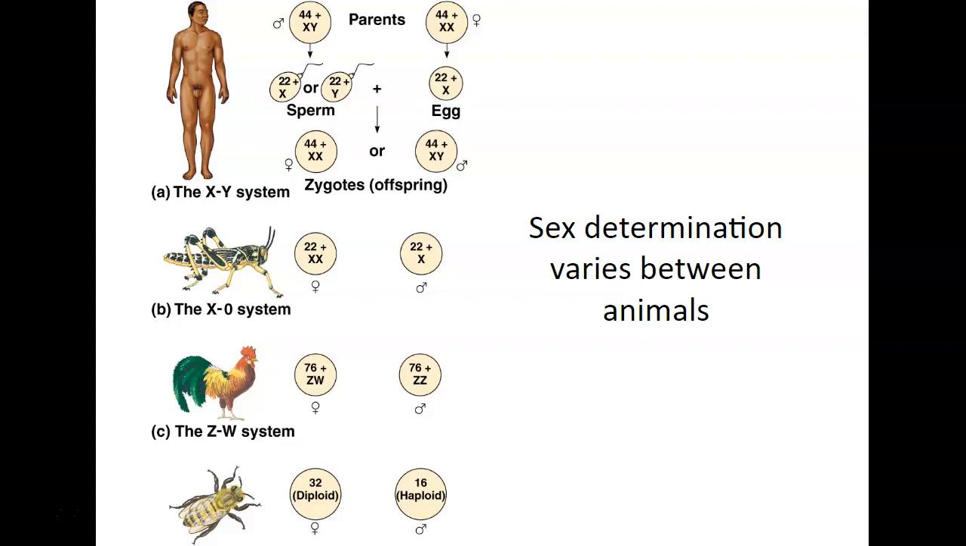Things like grasshoppers actually have an X0 system. So there is no Y. It's just if you have 2 X's, then great, you're a female. If you only have 1 X, then you're a male.